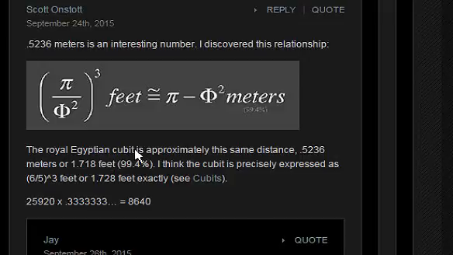Okay, the Royal Egyptian cubit is approximately this same distance, 0.5236 meters or 1.718 feet. I think the cubit is precisely expressed as 6 divided by 5 times 3 feet, or 1.728 feet exactly. Okay, here I can tell you that I noticed that the cubit can be expressed as 6 divided by 5. So you see here that the numbers 6 and 5 are important, and most importantly the relationship between 6 and 5, 6 divided by 5. That divide term is important here, and later I will maybe speak about the numbers 6 and 5, so you can learn more about it.